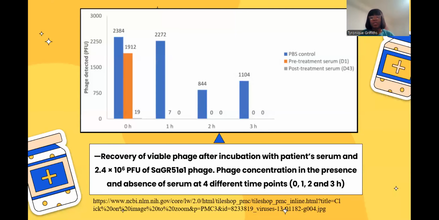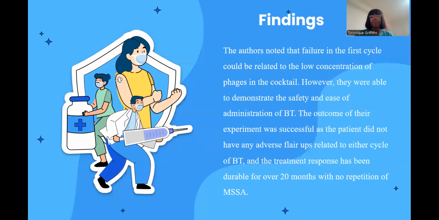This graph also displays a visual of the patient's results. The results show an incubation using PBS control, pre-treatment serum, and post-treatment serum at 0, 1, 2, and 3 hours. Overall, the graph demonstrates how the concentration of viable phage varies over time. As time goes by, the patient's serum neutralizes the phages, with post-treatment serum being noticeably more effective than pre-treatment serum.